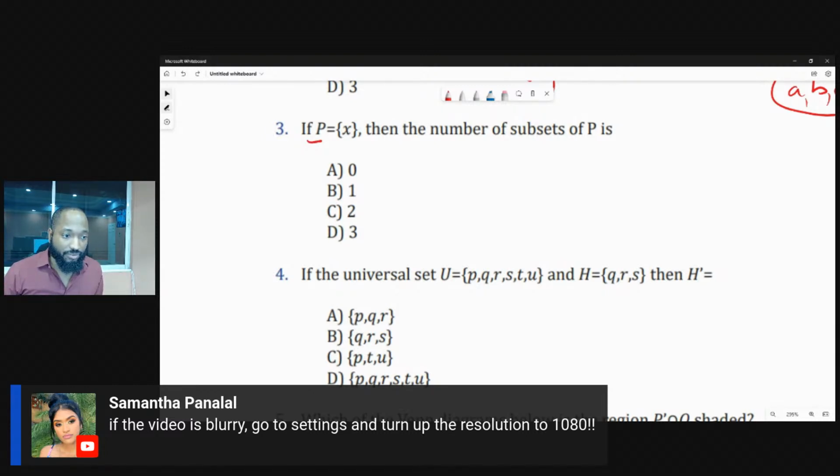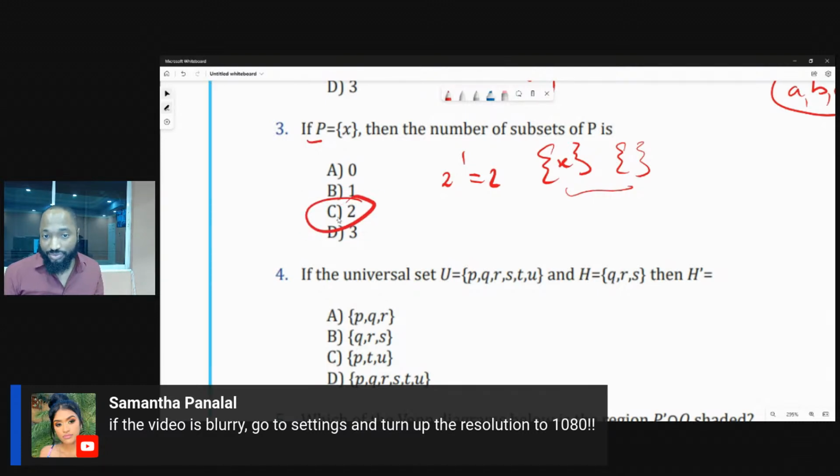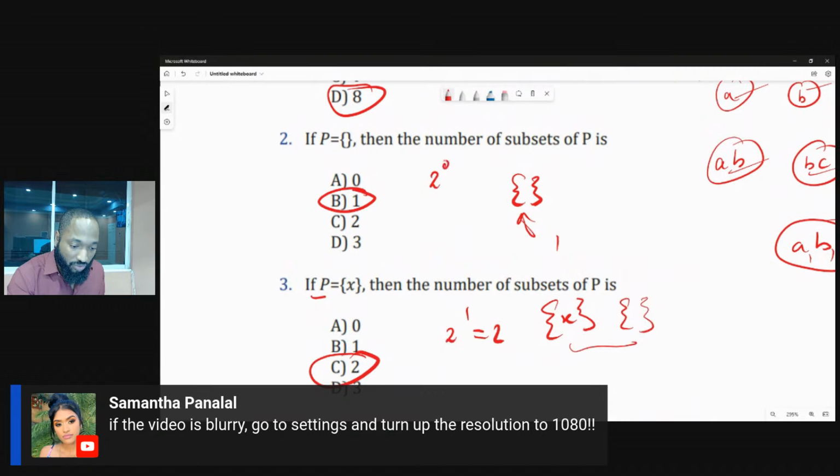Find the gearbox icon. So how many subsets if you have 1 element in it? Well, you could have the 1 and you could have the none. So there's actually 2. This is actually 2 to the power of 1, which is 2. It still works. Amazing, right? And this kind of explains why 2 to the power of 0 is 1. 2 to the power of 0, there's still 1 group of nothing.